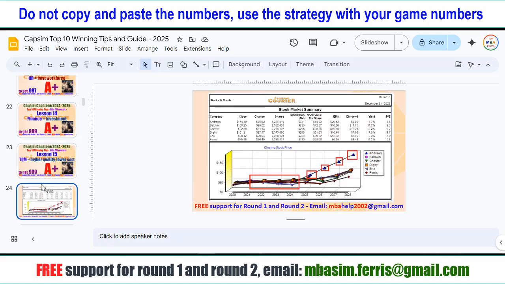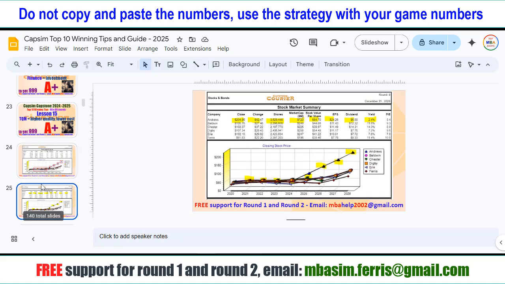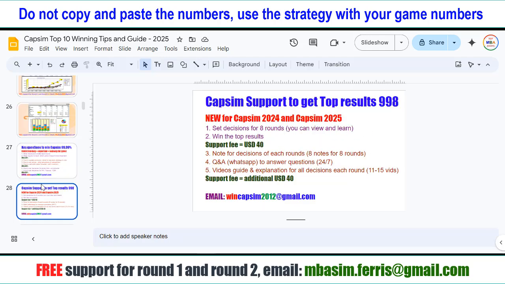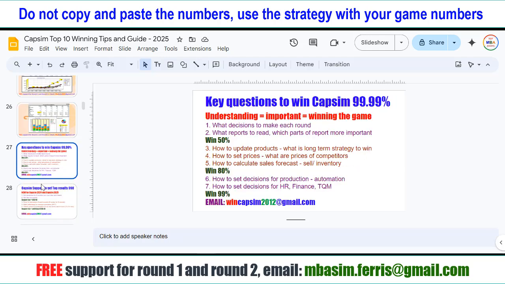And if you have the right strategy, you can see that you get very good sales and profit from round 4. We invest in rounds 1, 2, 3 for long-term strategy, and from round 4 we can get the top sales and top profit like you see on the screen, and top stock price much higher than all the competitors. And then you can learn a lot of things when you win the game.